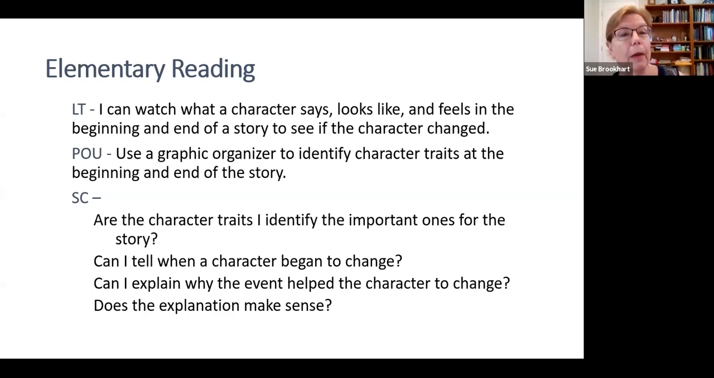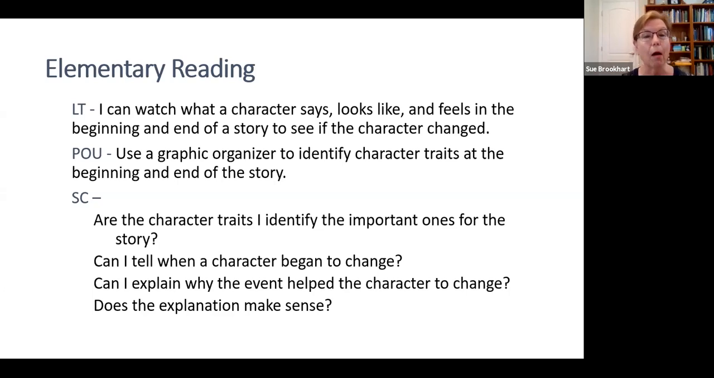So here's one from elementary reading. "I can watch what a character says, looks like, and feels in the beginning and end of a story to see if the character changed." So this is early elementary. They were using a graphic organizer for the evidence. In fact, in this actual class, the teacher used a whole class graphic organizer where the kids gave her the ideas and she wrote the words, because these kids weren't actually writing big words yet.